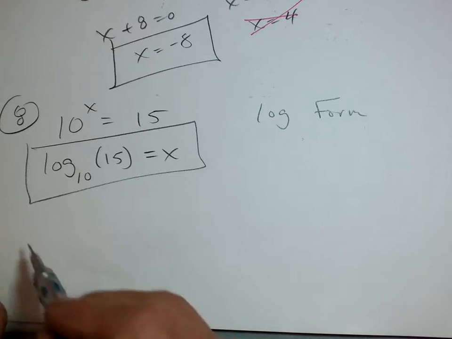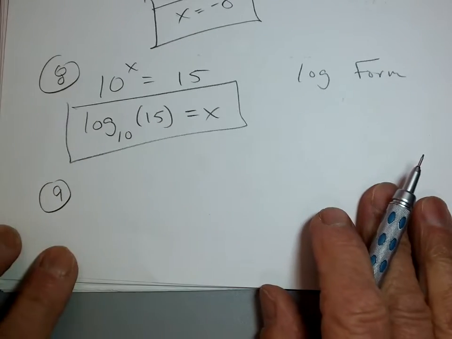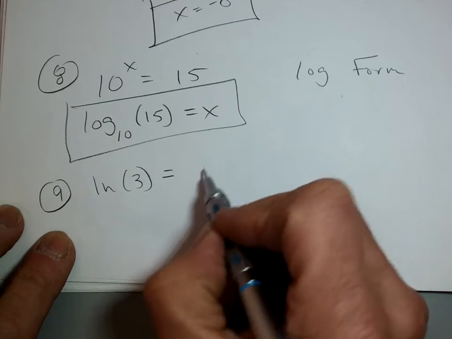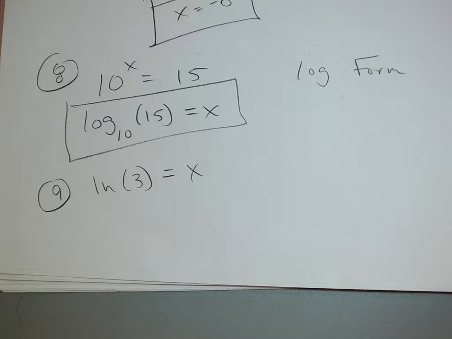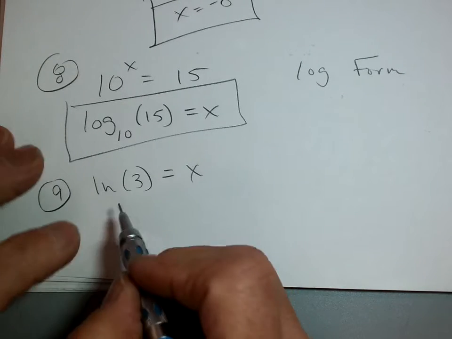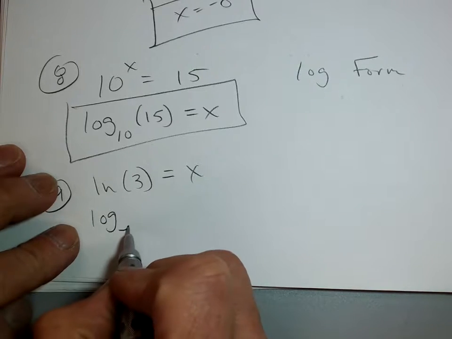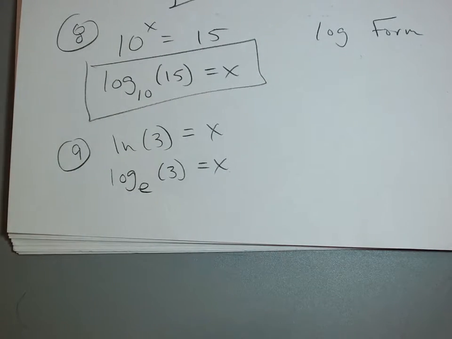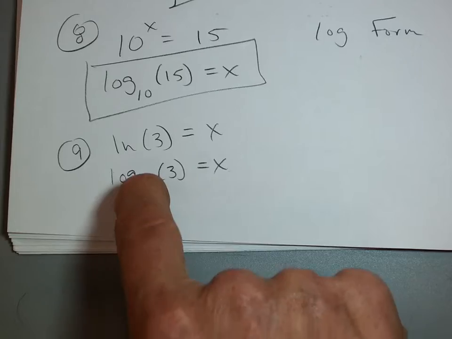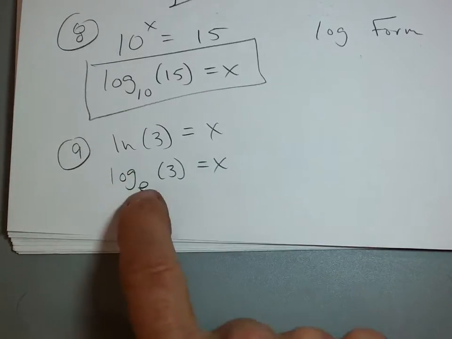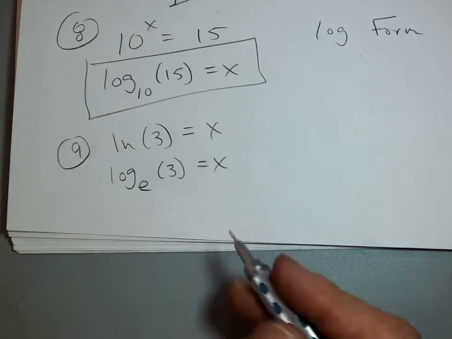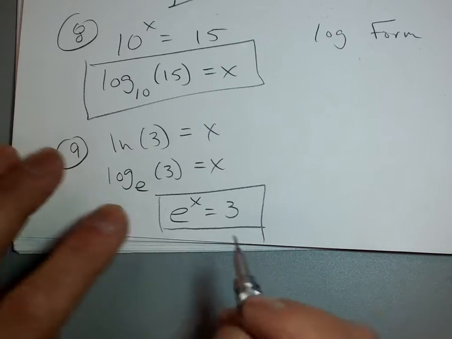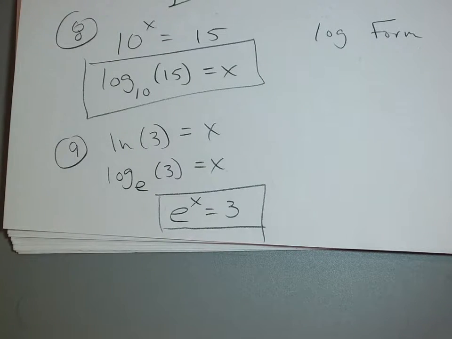Okay, 9. We're going to do just the opposite. We've got ln 3 equals x. Now, we need a base. ln is base e. So I'm going to rewrite it as log base e of 3 equals x. So it's going to be e to the x equals 3. Remember that? e to the x power equals 3. So my answer is just e to the x equals 3. That's it. You can do that.